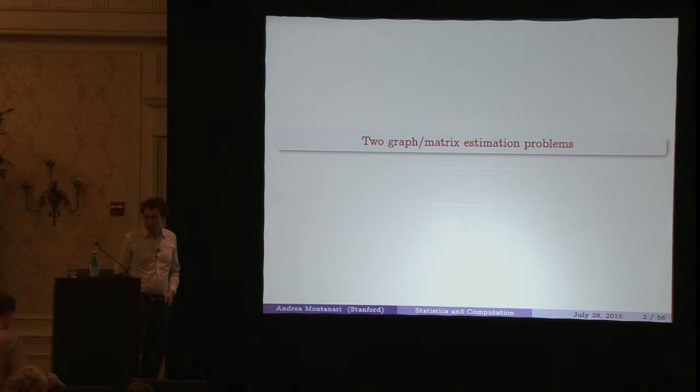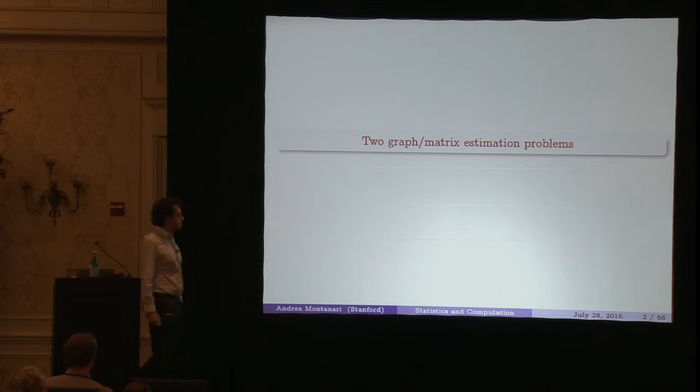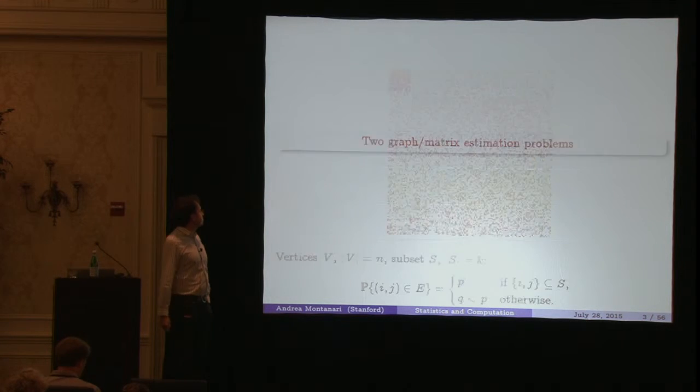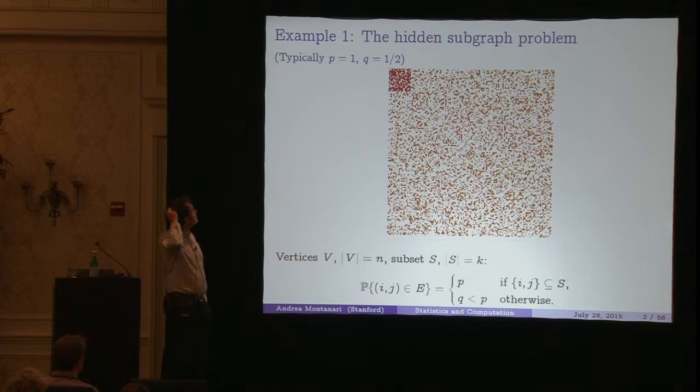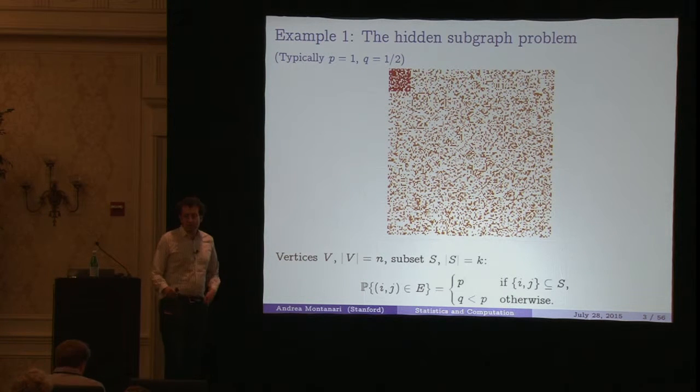So actually what I'm going to talk about is two very well-defined and simple to state graph estimation problems, or matrix estimation problems, but here the matrices will be 0, 1 symmetric for simplicity, so they are graphs. Many of these things can be generalized. The first one is the hidden subgraph problem, or hidden clique problem. So here I generate a random graph in this way.